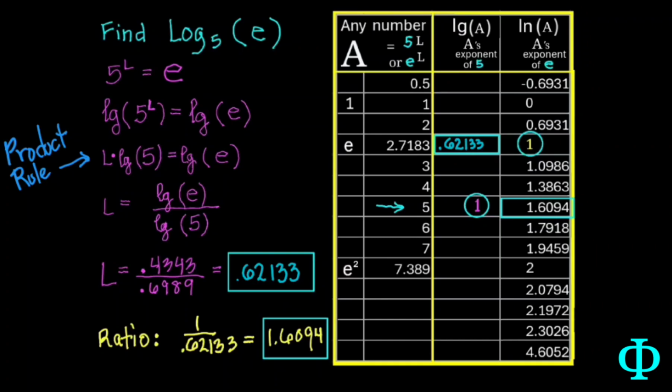Because our calculators provide log values for bases 10 and e, we will arbitrarily select base 10 to solve this. Take the base 10 logs for both sides of the equation. Then isolate L and do the division. The ratio of log base e of e to the log base 5 of e is identical to the ratio of the log base e of 5 to the log base 5 of 5. And this will be true for any other pair of bases.